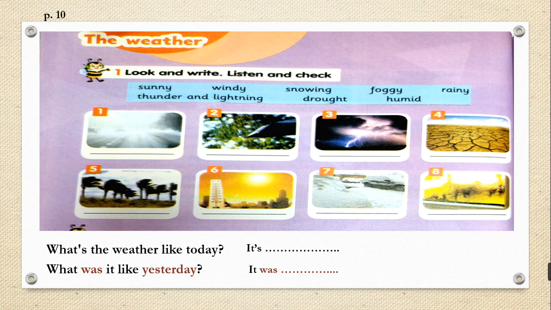Okay? Drought. Drought like when we don't have any water, okay, and the ground is very dry. Humid. Humid like when we have wet air, okay. We have in here 8 pictures. I want you to try to guess which word belongs to which picture.